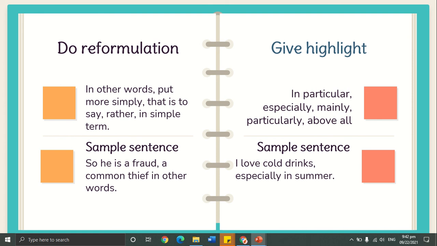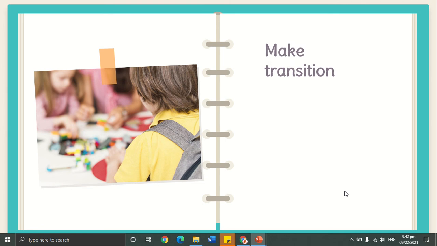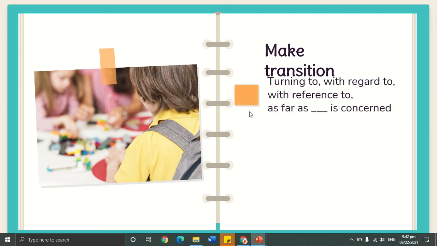Let's see the fifth one, if I'm correct. Fifth and last. Last is to make transition, where you move from one idea to another, or perhaps you make reference to another. Turning to, with regard to, with reference to, as far as blank is concerned. Usually this blank here is filled with I. As far as I am concerned.